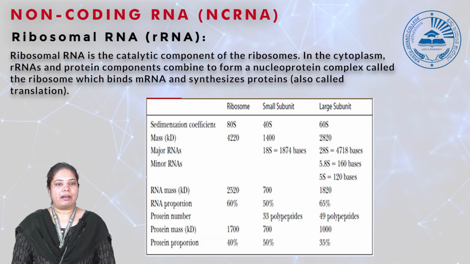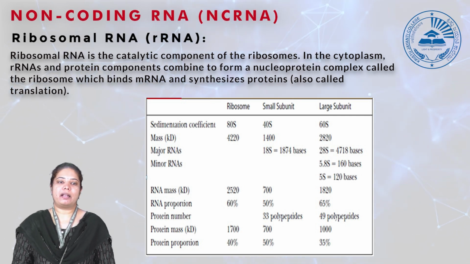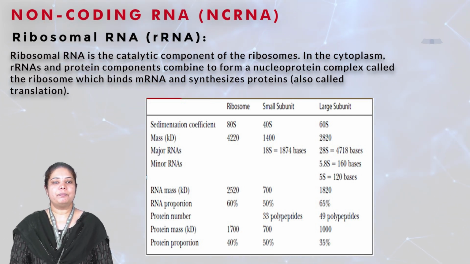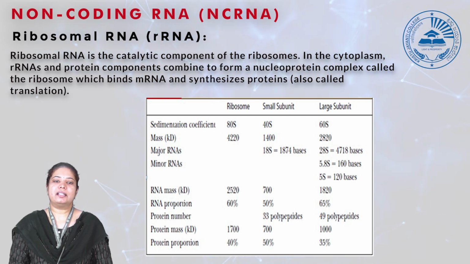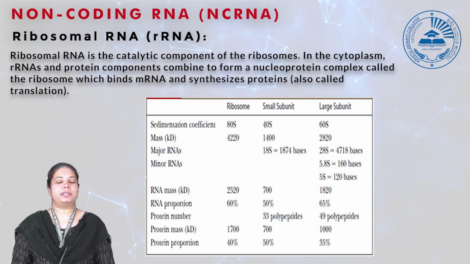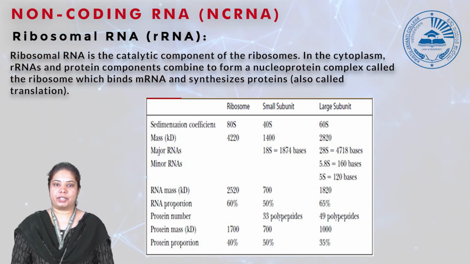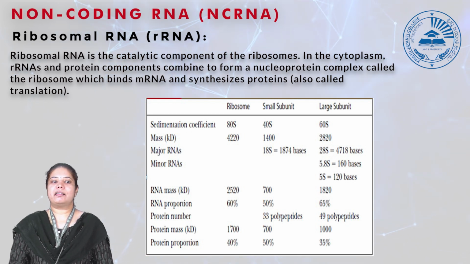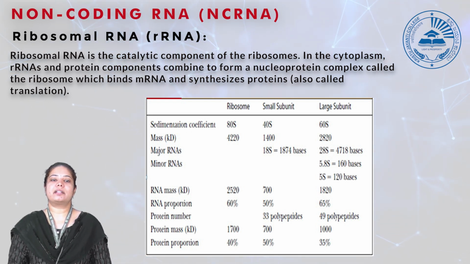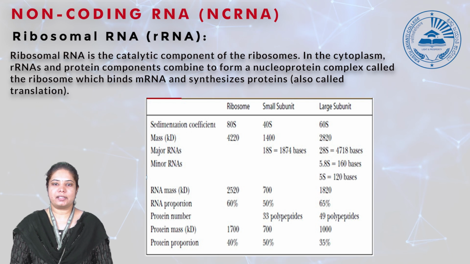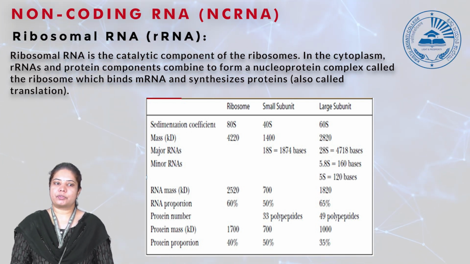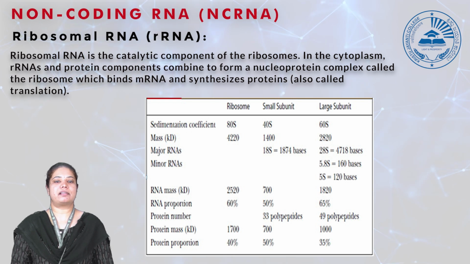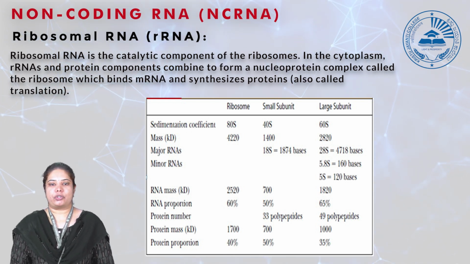Under non-coding RNA, we have ribosomal RNA, which we call rRNA. The ribosomal RNA has the catalytic component, and this catalytic component is used for the synthesis of new protein. In the cytoplasm, rRNA together with protein forms a nucleoprotein complex, which we call the ribosome, and that ribosome binds with mRNA and synthesizes new protein through the translation process.